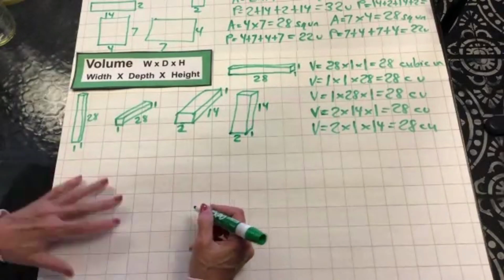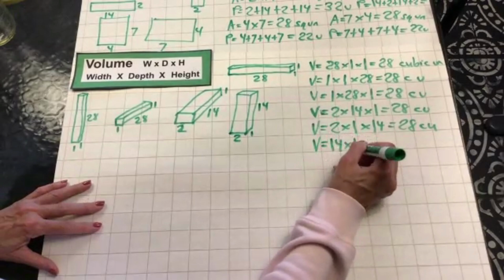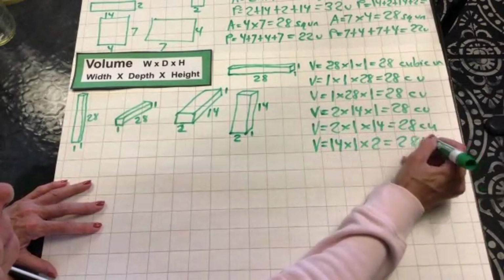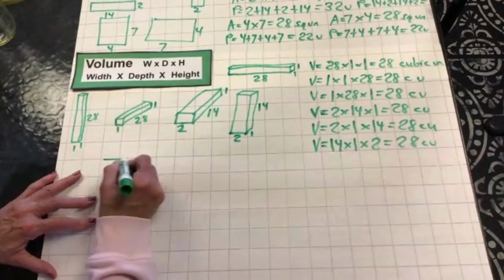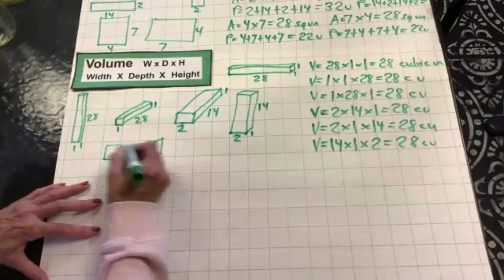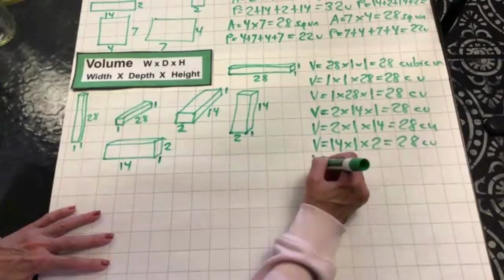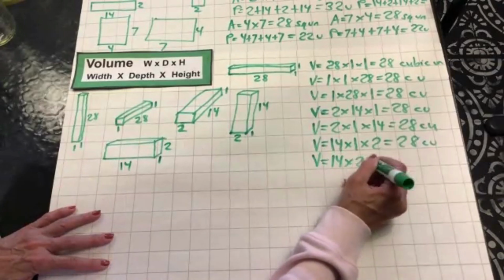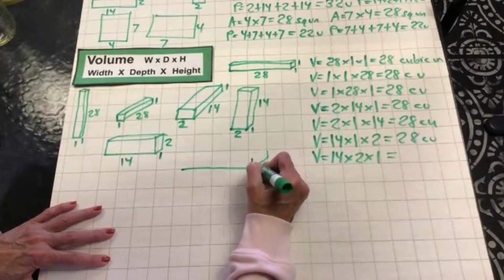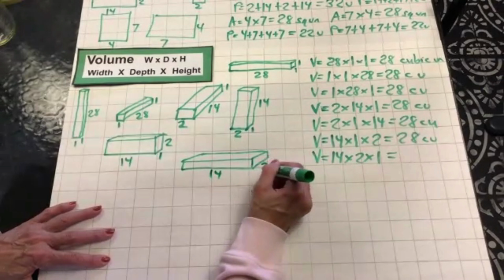All right. So the next thing we're going to do is 14 first, 14 by 1 by 2. So let's draw that one. 14 across by 1 deep by 2 tall. 14 by 1 by 2. The next one would be a 14 by 2 by 1. That'd be 14 across by 2 deep by 1 tall. 14 by 2 by 1.